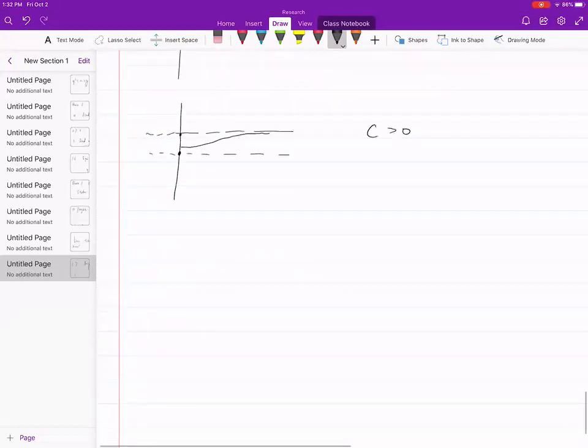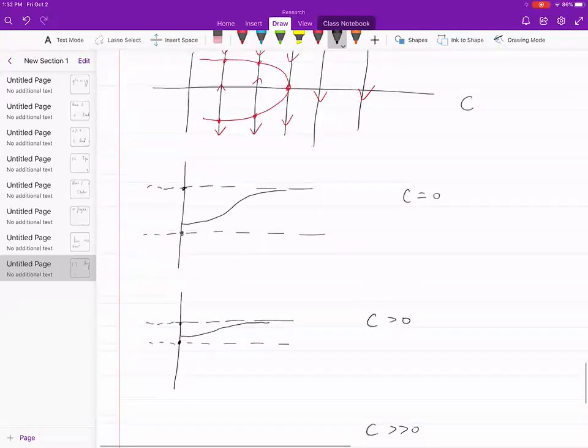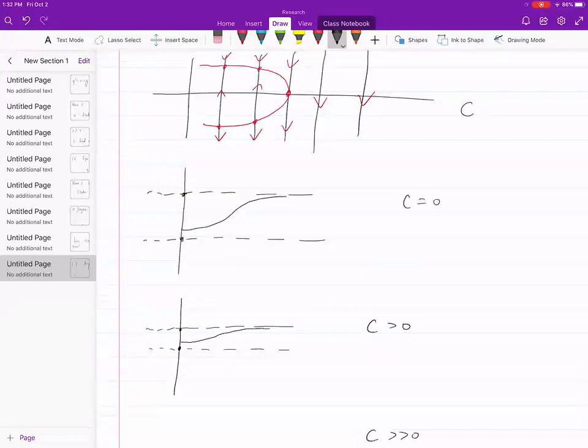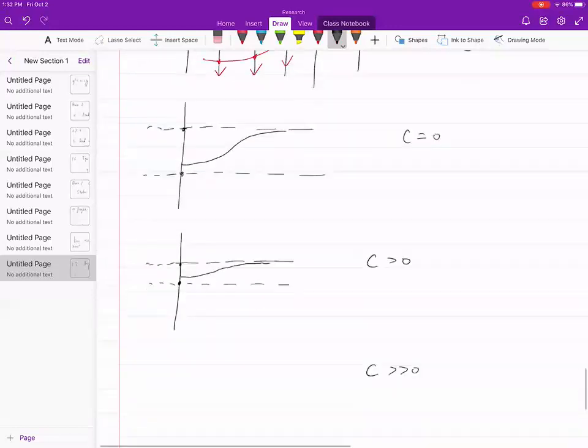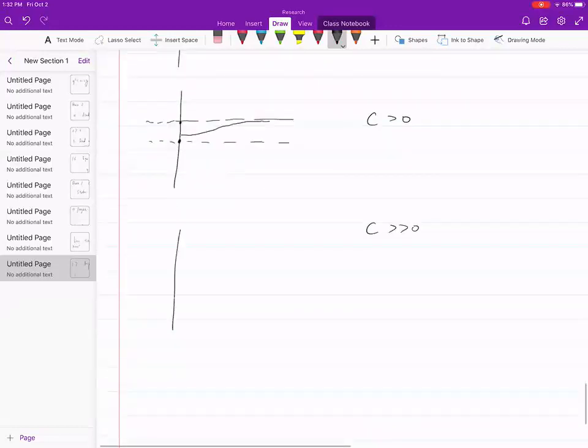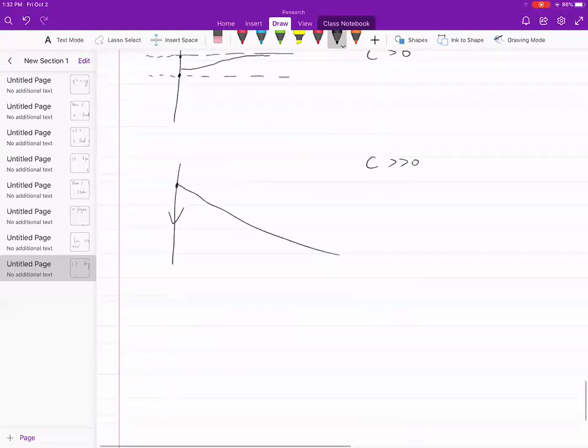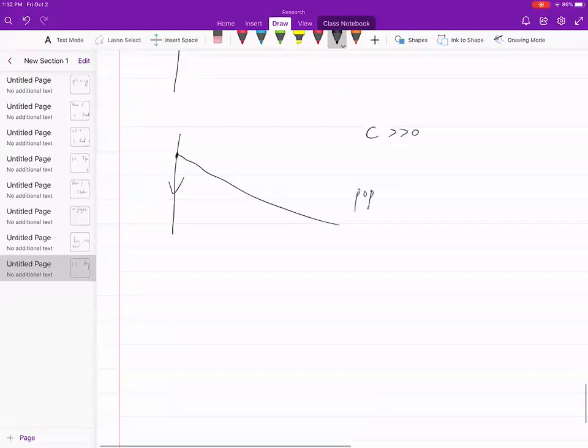Okay. Now let's take a big C. C is really big. C is bigger than the threshold. What's going to happen? No equilibrium anymore. What's going to happen is you're going to see something just keep going down. The population dies out. Why? Because bifurcation happened. Now you fundamentally changed what happens in nature.